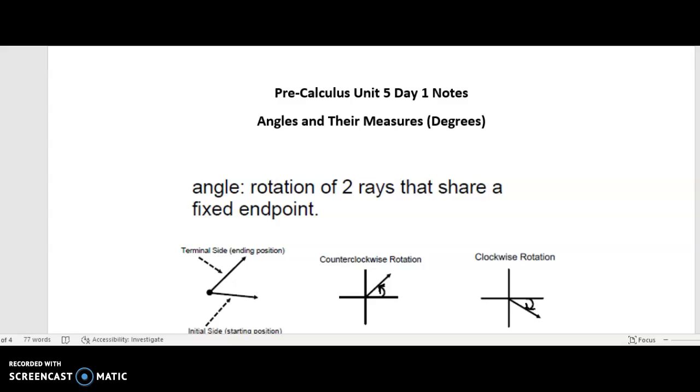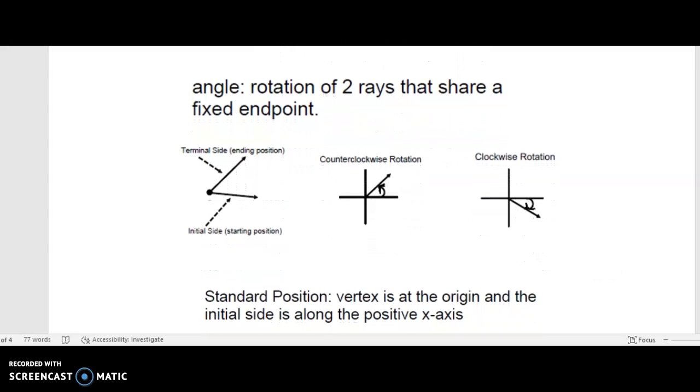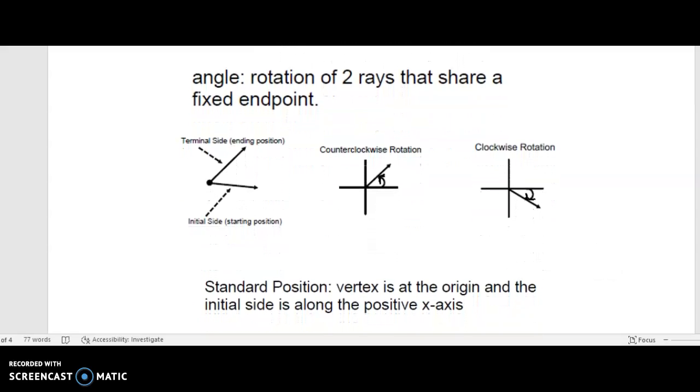Hi guys, today we're going to discuss angles and their measures in degrees. An angle by definition is a rotation of two rays that share a fixed endpoint. So for instance, I have a ray, you'll remember from geometry, has one endpoint and goes in one direction forever. And we have a second ray and they are joined by a common endpoint.